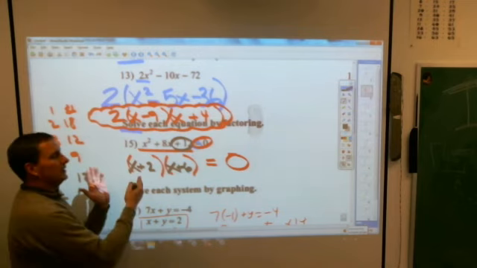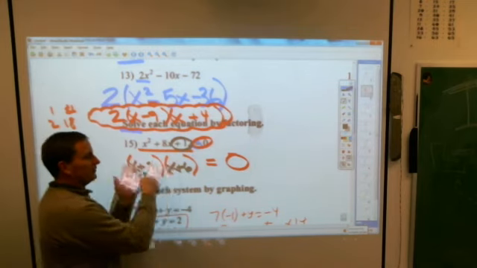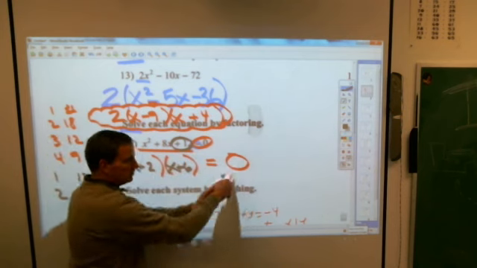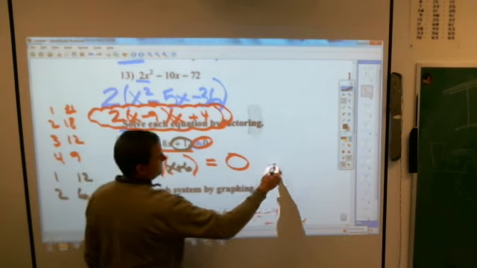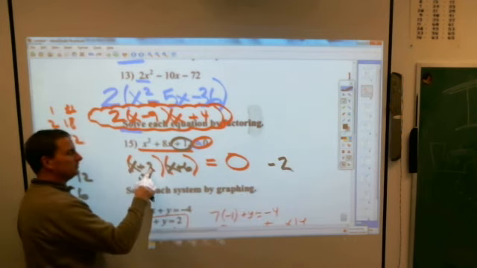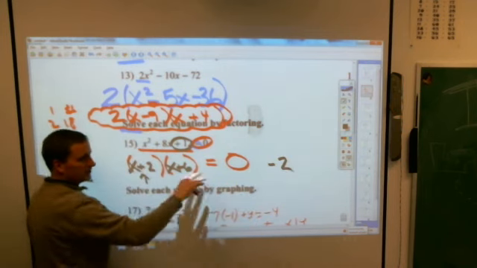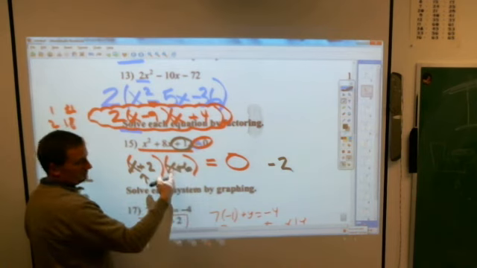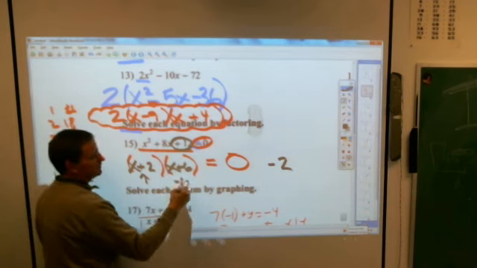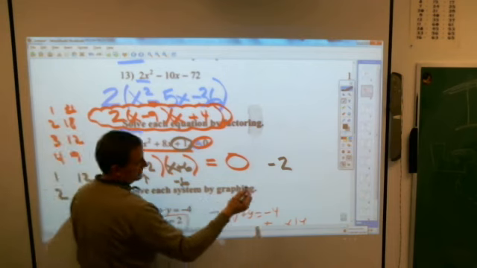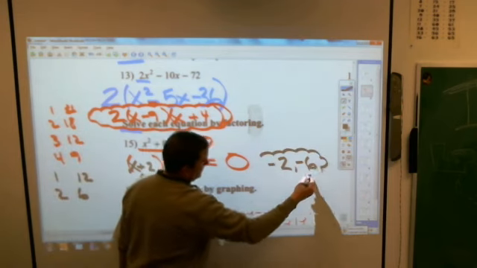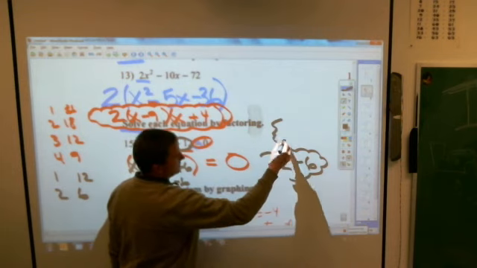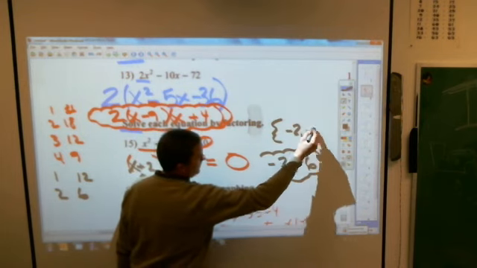Now, you have to say, because these are factors, if either one of them is 0, you're going to get 0, which is what you want. So you say, well, when will this parenthesis be 0? When x is negative 2, because negative 2 plus 2 is 0. Get a 0 here, the whole thing's 0, doesn't matter what this is. When will this parenthesis be 0? When x is negative 6, because negative 6 plus 6 is 0. So the 2 answers are negative 2 and negative 6. The book will put it in braces because it's kind of like a set of numbers.